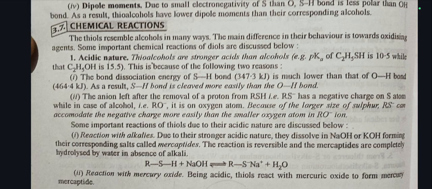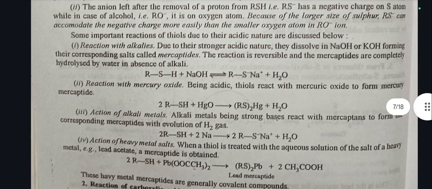Second, the anion left after the removal of a proton, RS negative, has a negative charge on the S atom, while in case of alcohol, RO negative, it is on oxygen. Because of the large size of sulfur, RS negative can accommodate the negative charge more easily than the smaller oxygen atom in the RO negative ion. Some important reactions of thiols due to their acidic nature are discussed below.